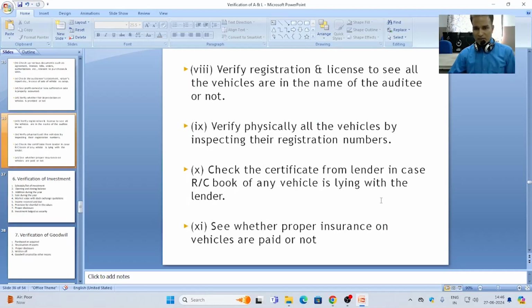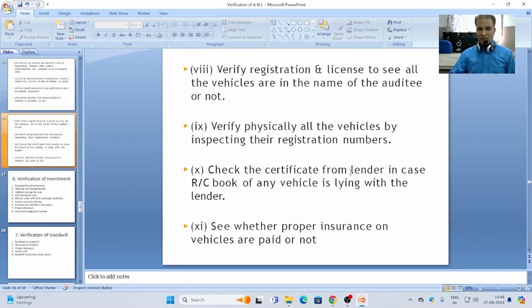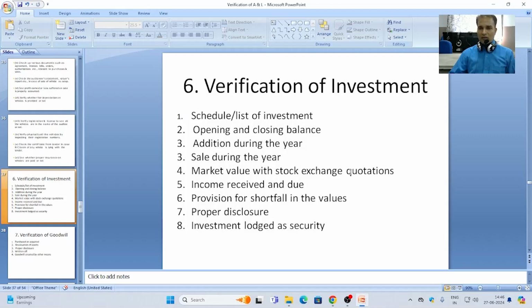So, with the help of these points, an auditor can easily verify the balances contained in the balance sheet regarding the motor vehicle. The next asset is investment. If we talk about the verification of investment, then an auditor is required to first get the schedule or list of investments. It may be possible that more than one investment is there in the client business.